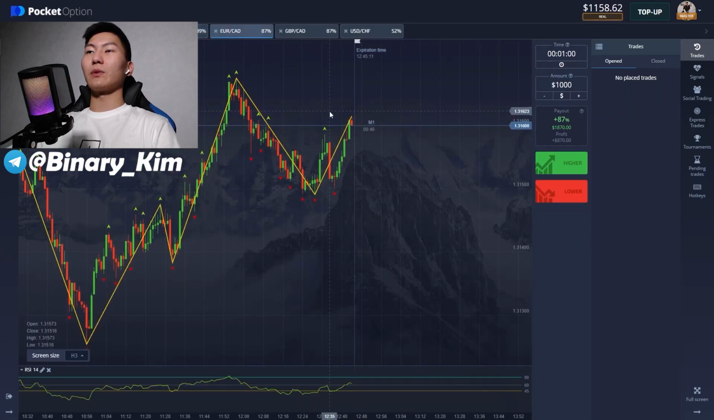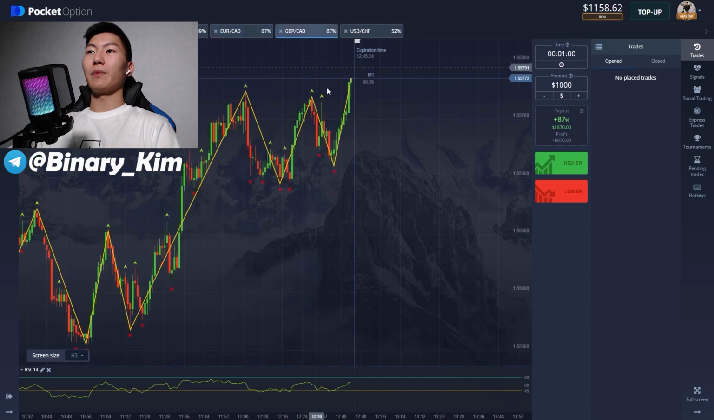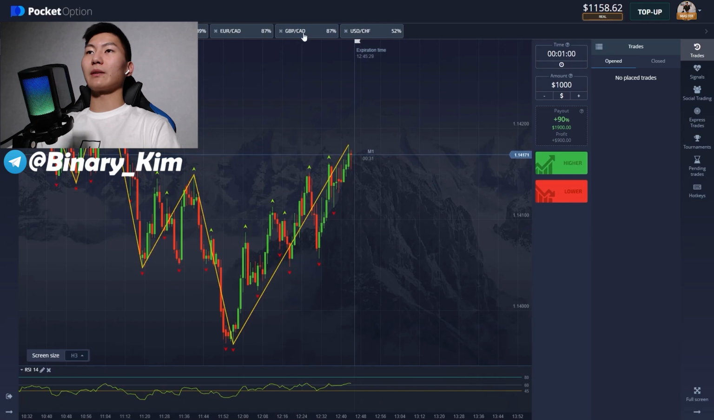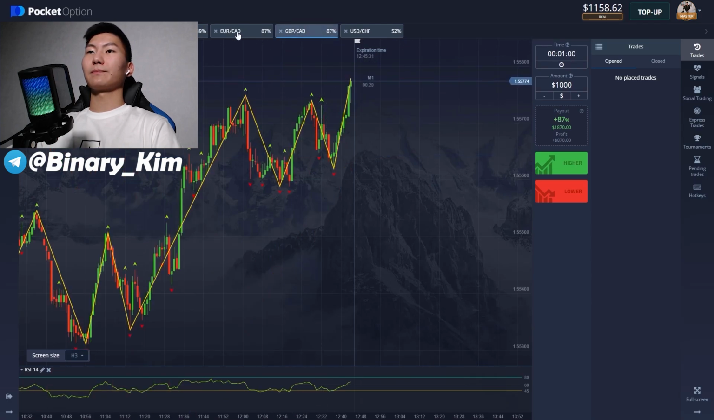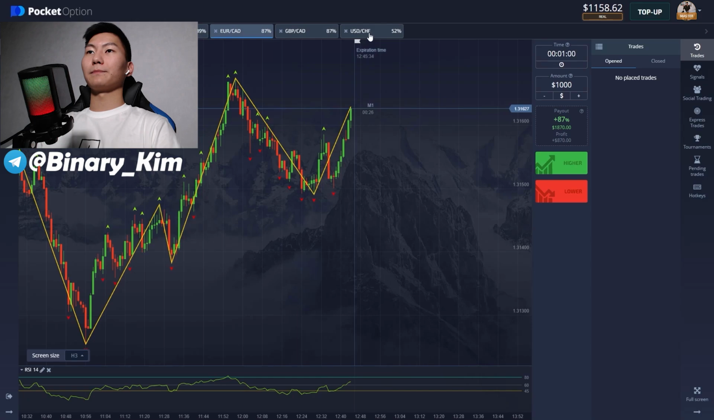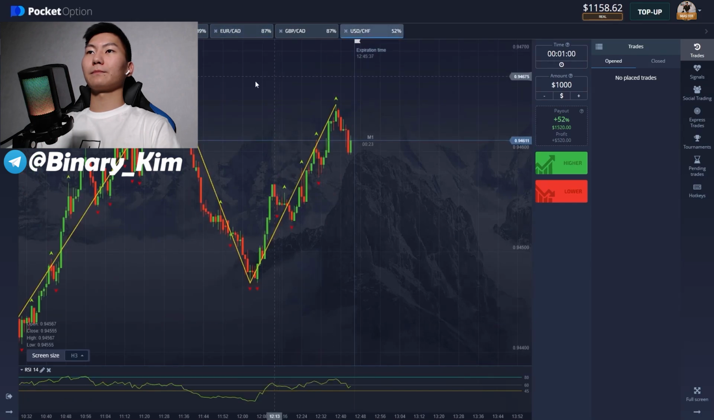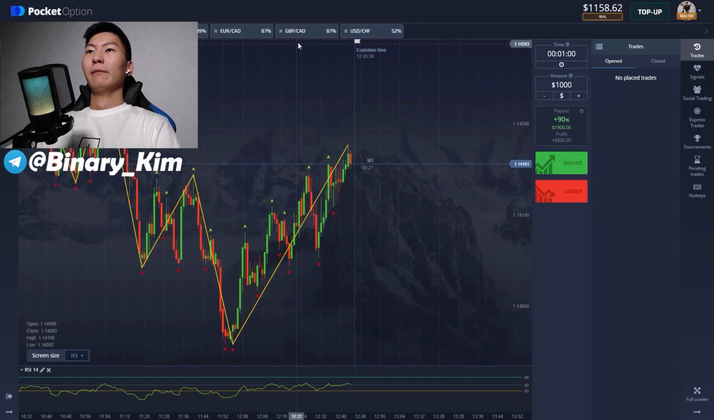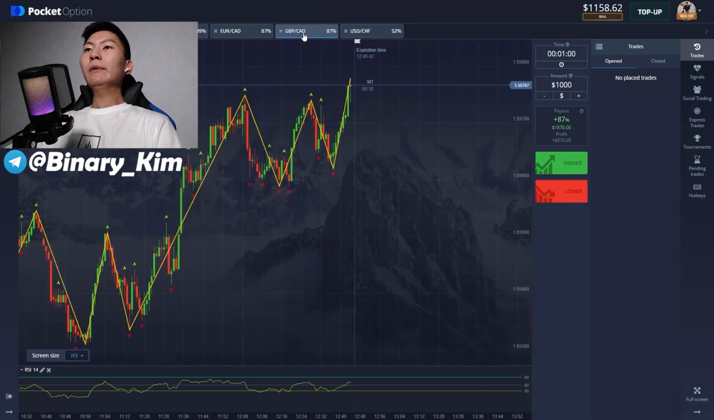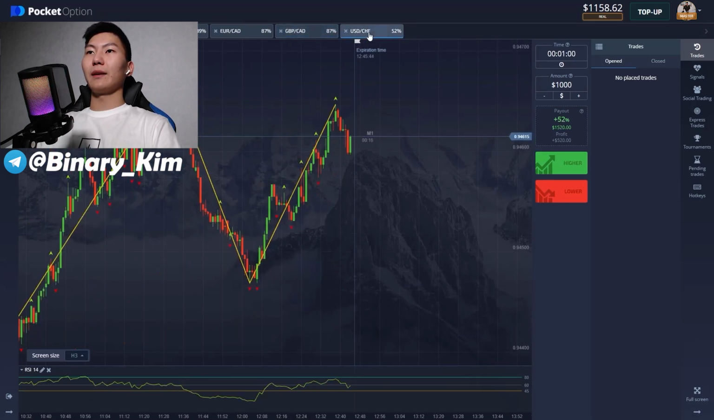You see that we opened a long position every time, and our settings are set according to the trend direction. Look guys, first of all we analyzed the market properly, selected the currency pairs, and that's why our trades end up in profits every time. Let's find another currency pair and find a good trade entry.